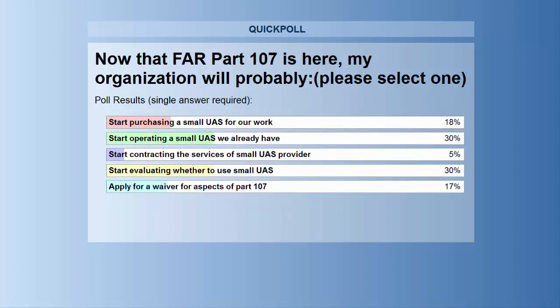And there we have our responses. Looks like 18% start purchasing small UAS for work, 30% start operating a small UAS we already have, 5% start contracting the services of a small UAS provider, 30% start evaluating whether to use small UAS, and 17% apply for a waiver. Pass back to you, Demos. All right. Thank you, Lori.